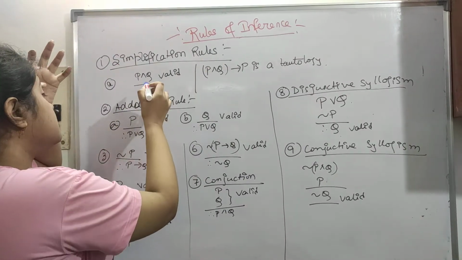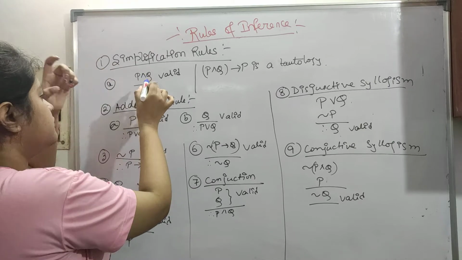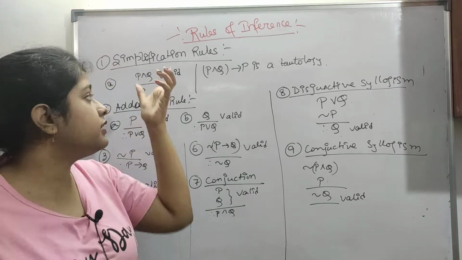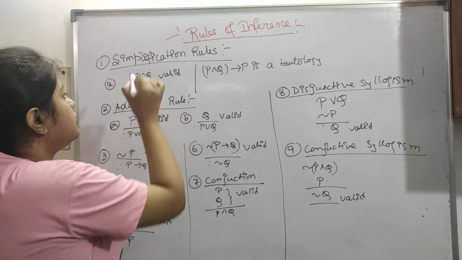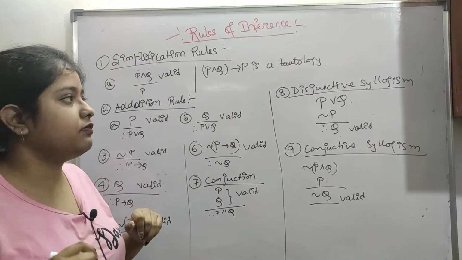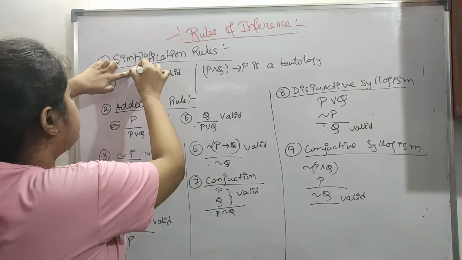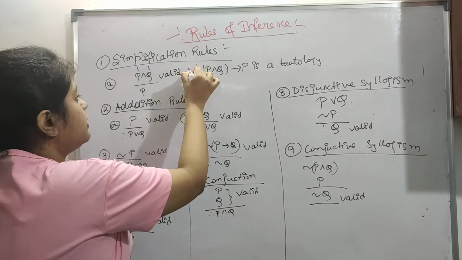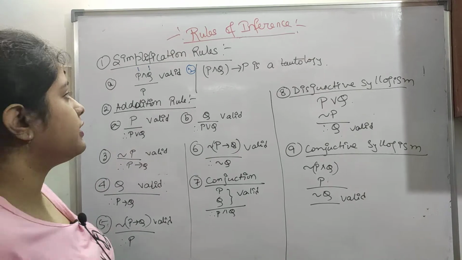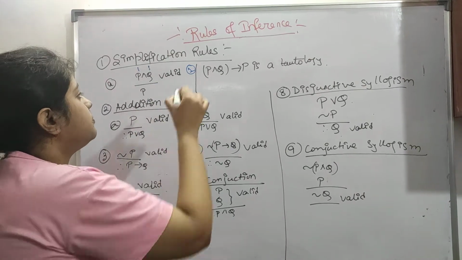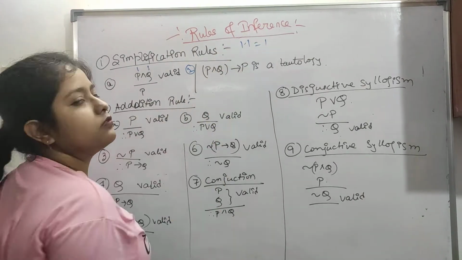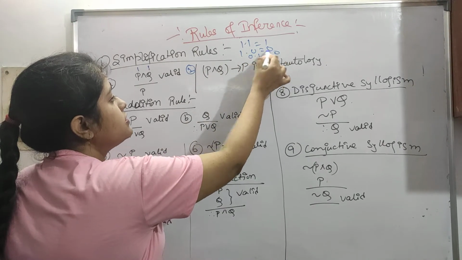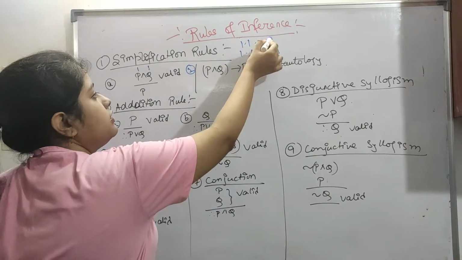Simplification rule. Let's say P into Q is valid. Both have to be valid, because P into Q valid means the answer is 1. When 1 into 1, it will be 1 only. 1 into 0 will be 0, or 0 into 1 will be 0 only. So this is the only possibility here.